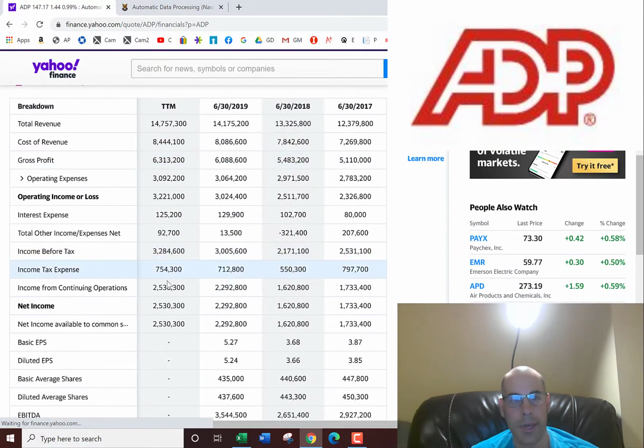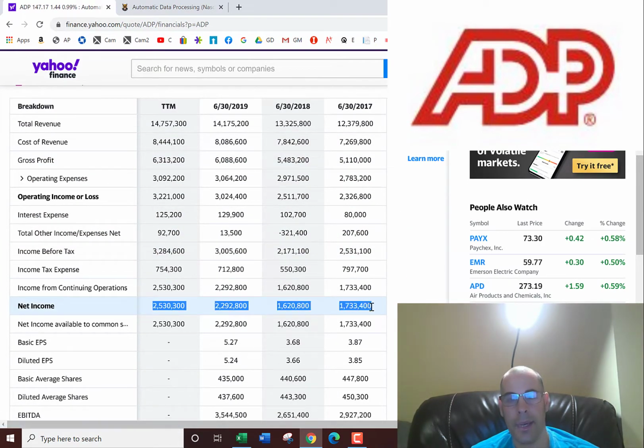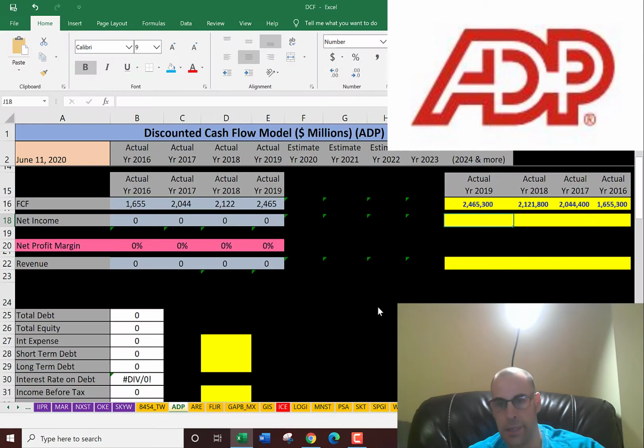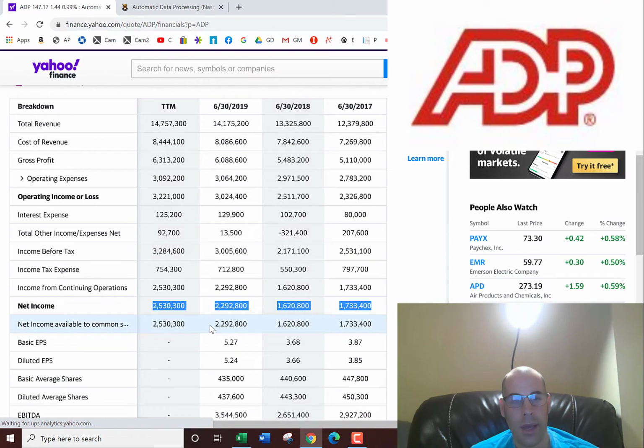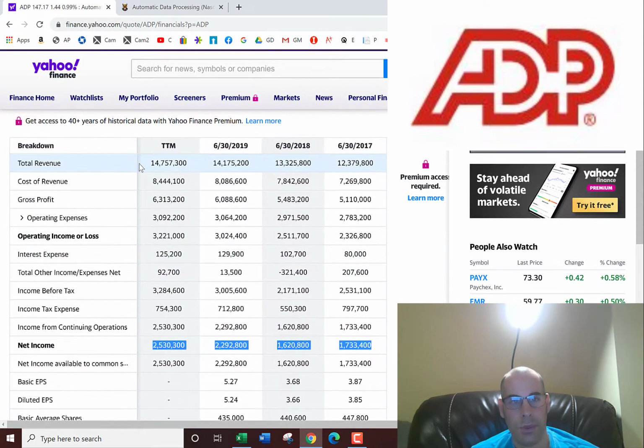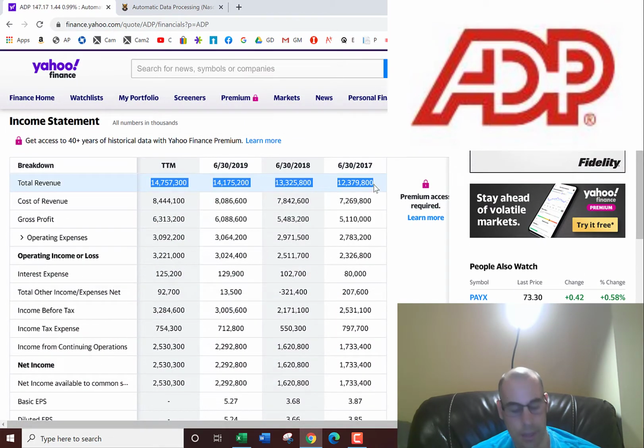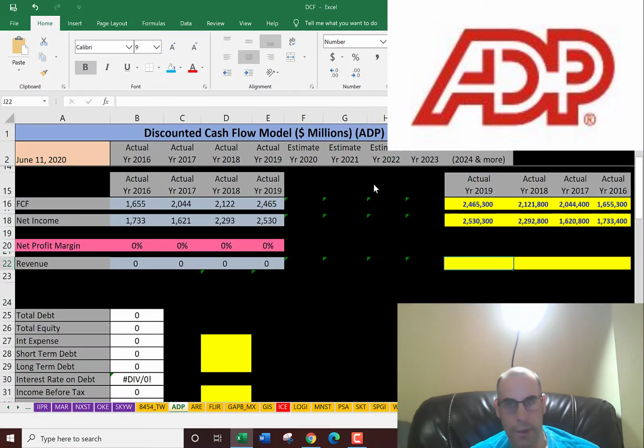Now I'm going to pull the net income off the income statement, and that's the profit and loss for the business. I'm going to put 4 years of that into the model. And then I'm going to pull the revenue, which are just the sales, and throw that into the model.